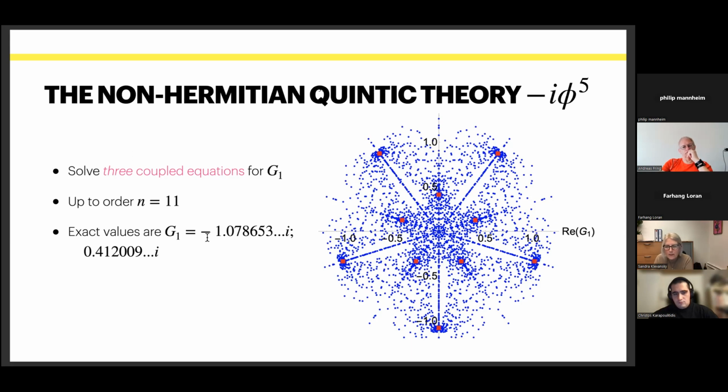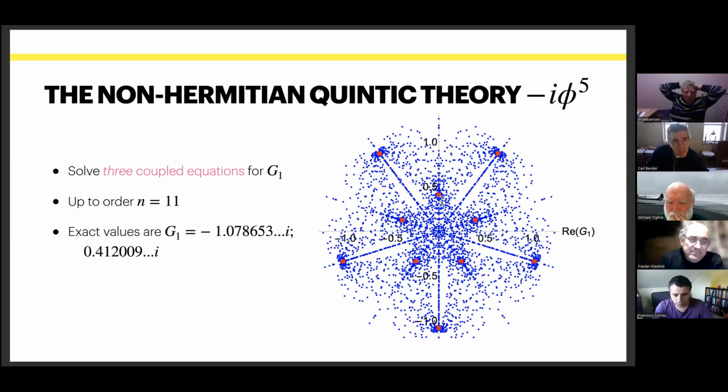firstly, well, I think the standard one is, lies on the negative imaginary axis. I should point out there is also one which lies on the positive axis. And Christos has put the exact values as red squares on this diagram. So what are these all?